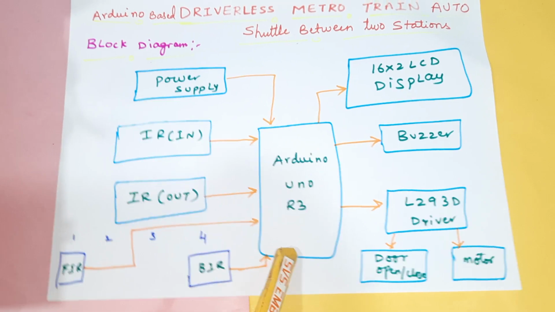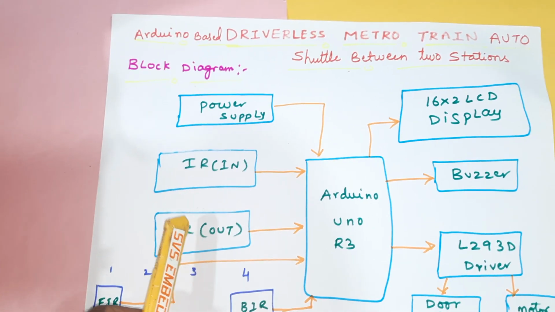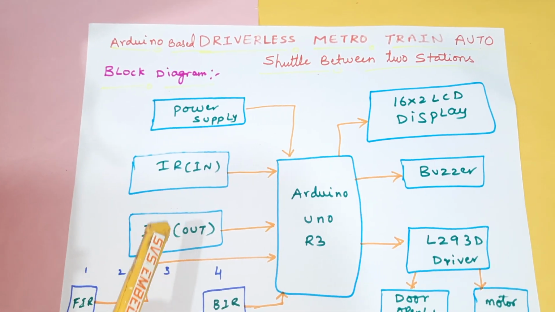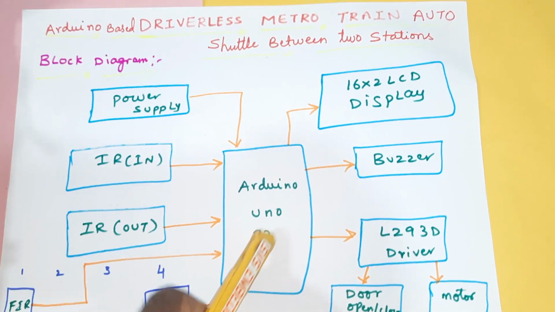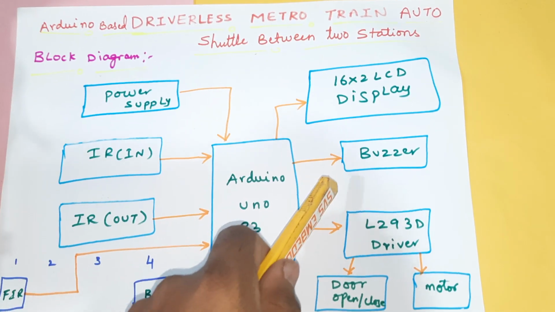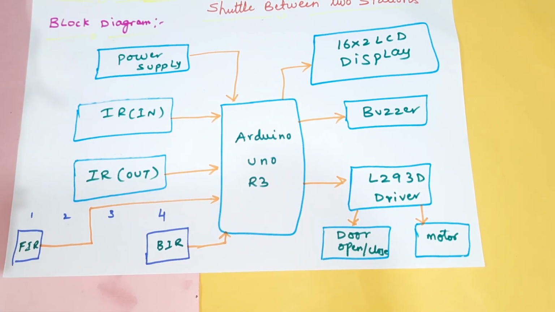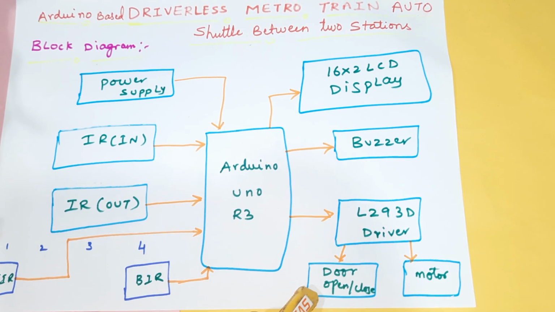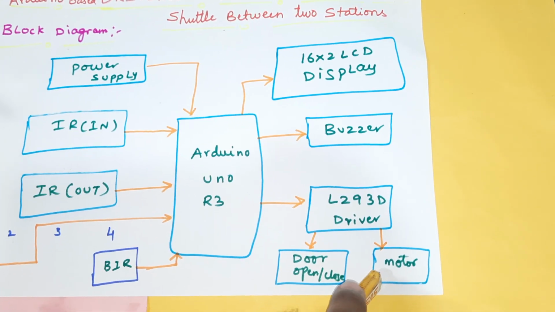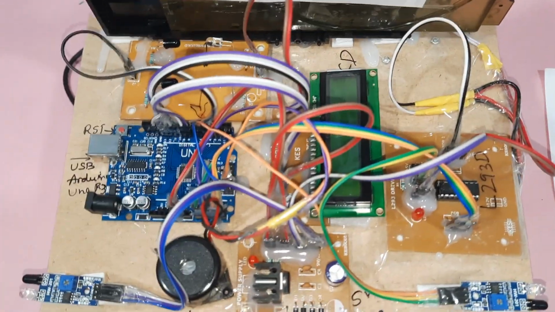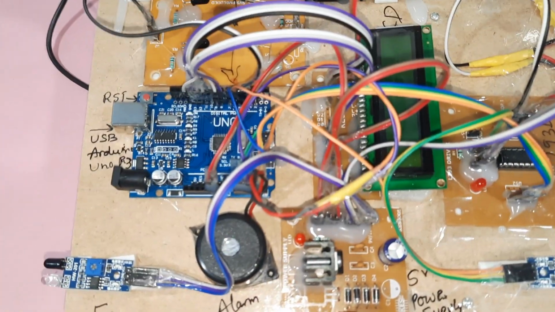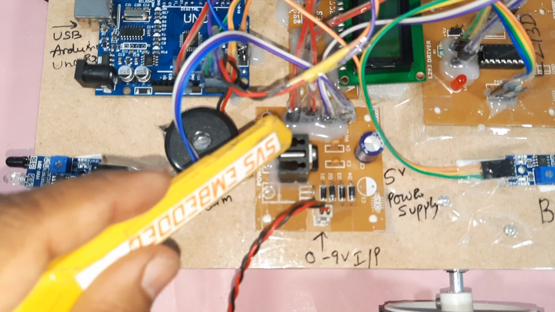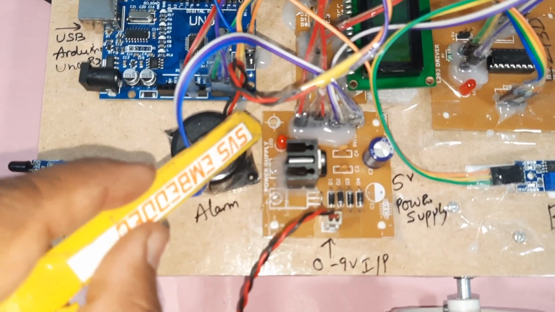Arduino Uno R3, IR sensor 1 and IR sensor 2, number of persons in and out sensor, power supply, 16x2 LCD display, character LCD display. Whatever the process is going on should be displayed on the LCD. Alarm, just beep sound. L293D driver IC, door open close one motor and another two motors for the rotation of forward and backward direction. So here we are using 9 volts adapter power source, so here bridge rectifier, filter capacitor, 7805 regulator, one LED.